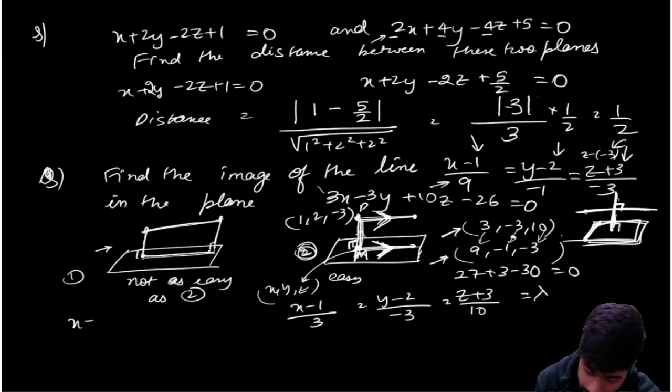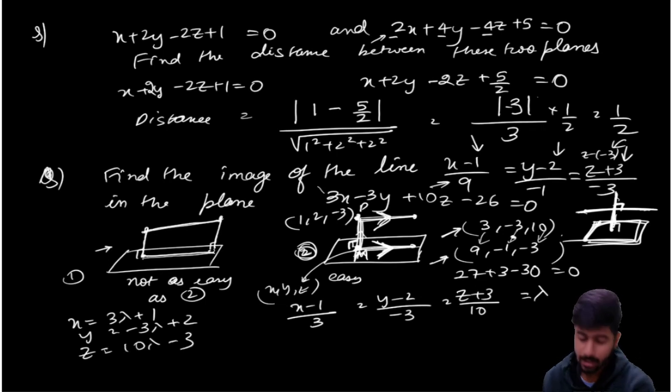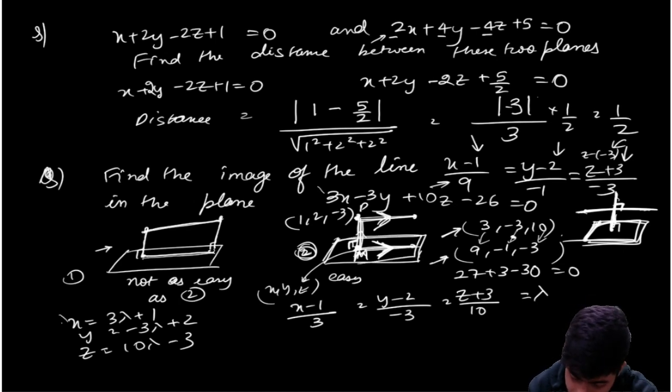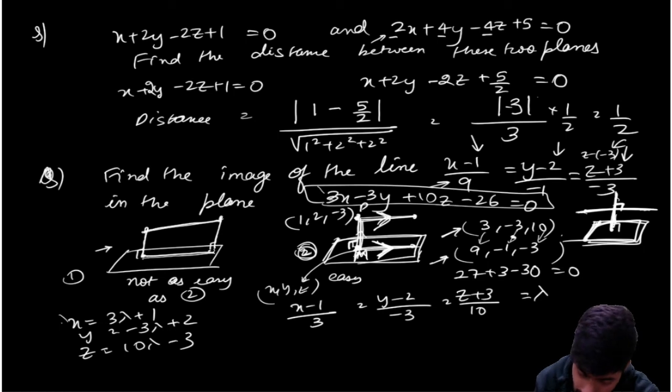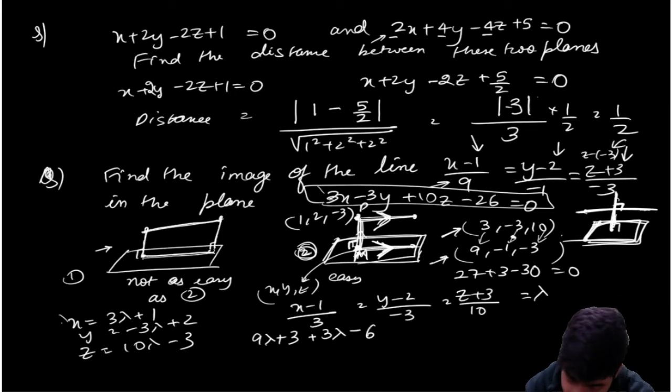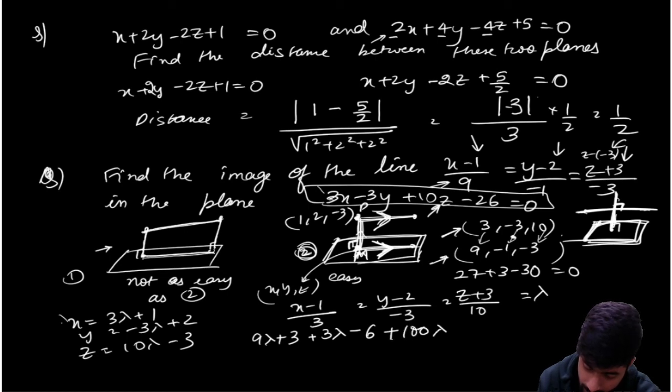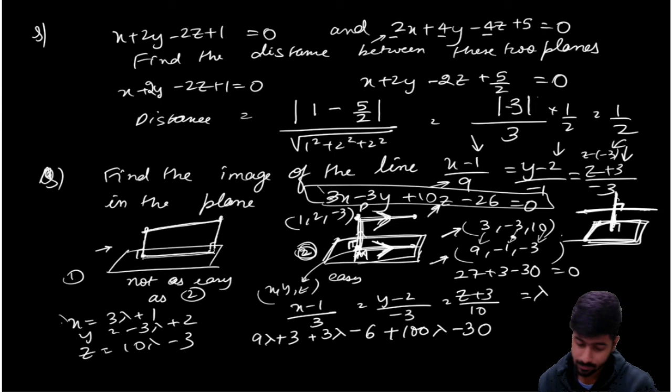So x is nothing but 3 lambda plus 1, y is nothing but minus 3 lambda plus 2, z is nothing but 10 lambda minus 3. Now this x, y, z has to satisfy the plane because M lies on the plane. So essentially you'll put this x, y, z in the equation of the plane, right? So you'll have 3 into x, which is 3 into 3 lambda plus 1, which is 9 lambda plus 3. You'll have a minus 3 into y, so you'll have a plus 3 lambda into minus 6. And then you'll have 10z, so 10 into 10 lambda plus minus 3. So you'll have 100 lambda minus 30 minus 26 equal to 0.